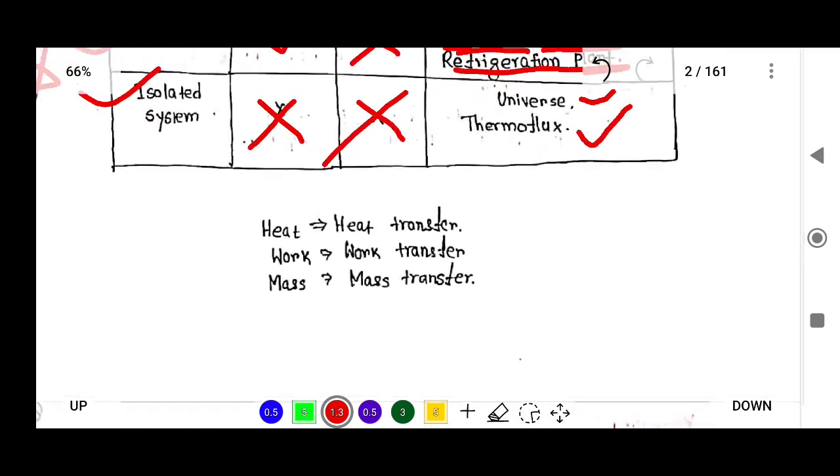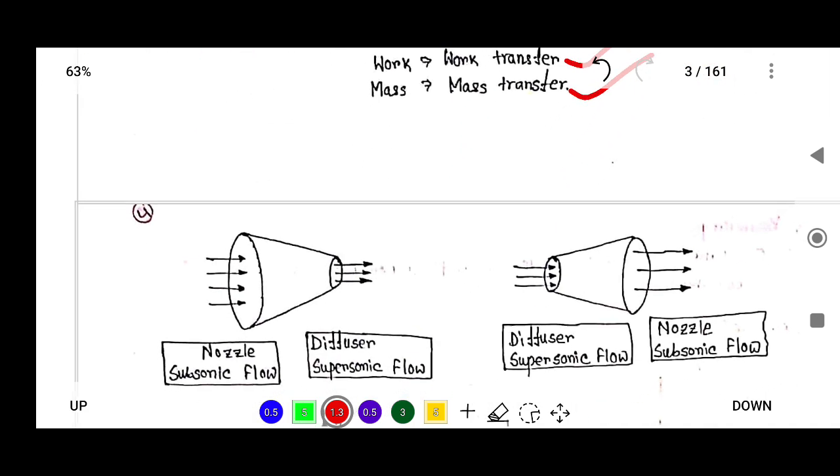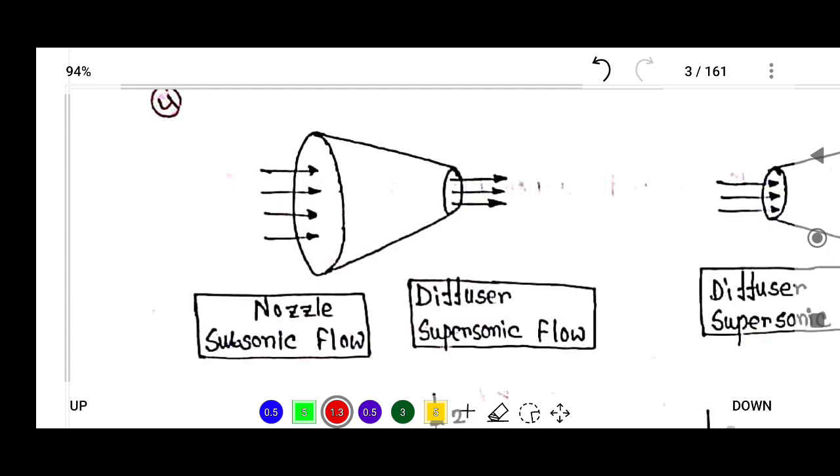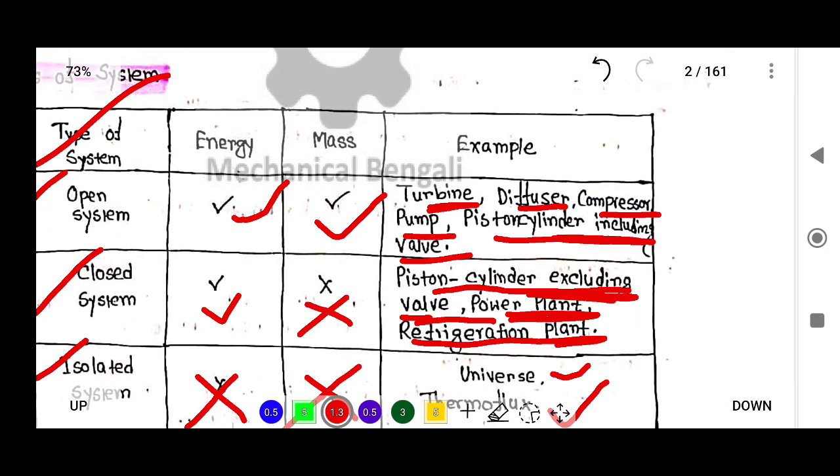Okay, now focus on that. When there is heat, you consider that there is heat transfer. When there is work, you can consider that there is work transfer through the boundary. When there is mass, there is mass transfer through the boundary. Just remember this, nothing else. Previously, in open systems, we considered diffuser, compressor, pump, and turbine as examples of open systems.